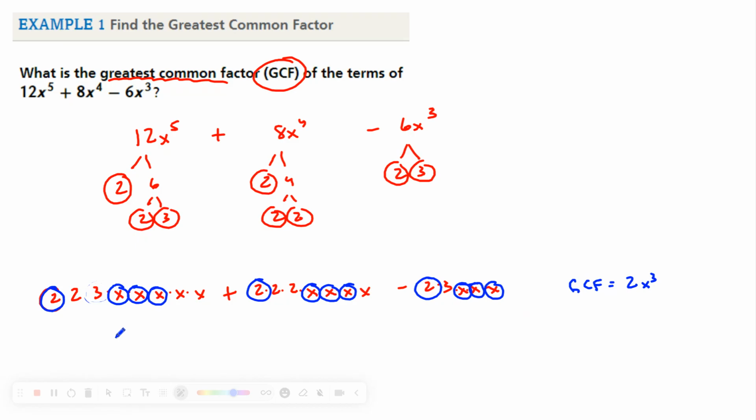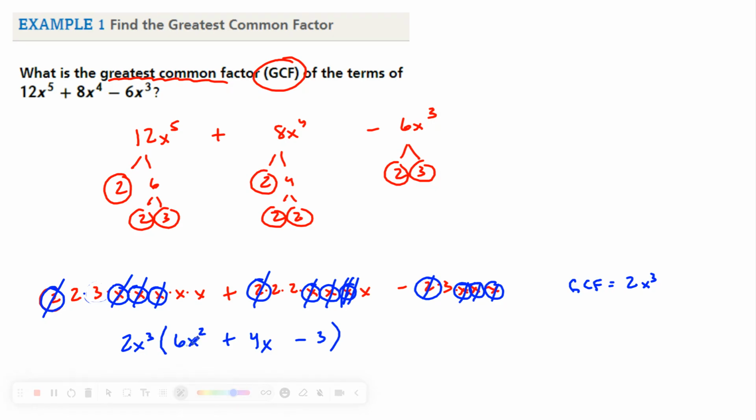When we write this down, we're going to put it out in front. 2x to the 3rd. There's our GCF, and there's that parenthesis I talked about. And now, if I were to cross all of those off from every term, I am now just going to write down what's left over for each term. So this first term is a 2 times 3, which is 6, and x times x, which is x squared. Plus, the middle term is a 2 times 2, which is 4, and an x. Minus, and the last term is a 3.